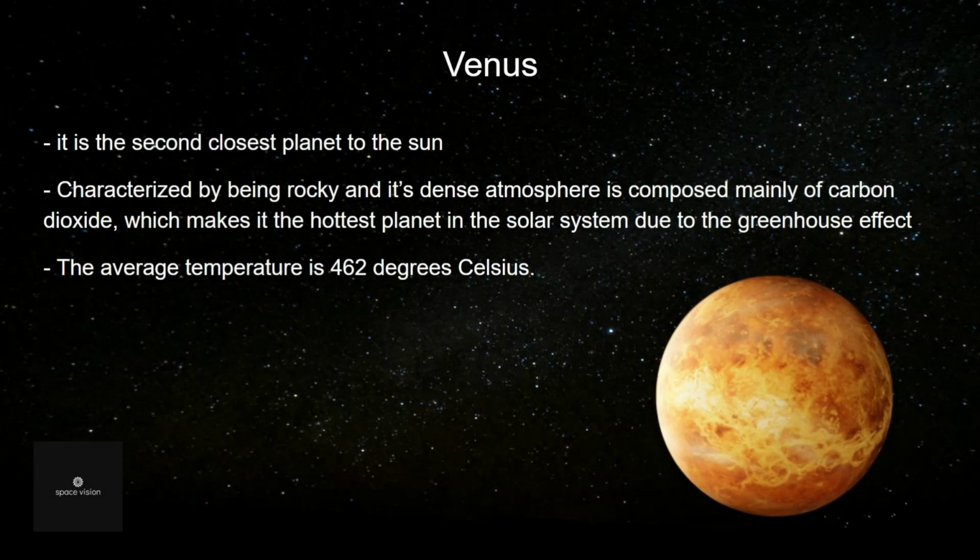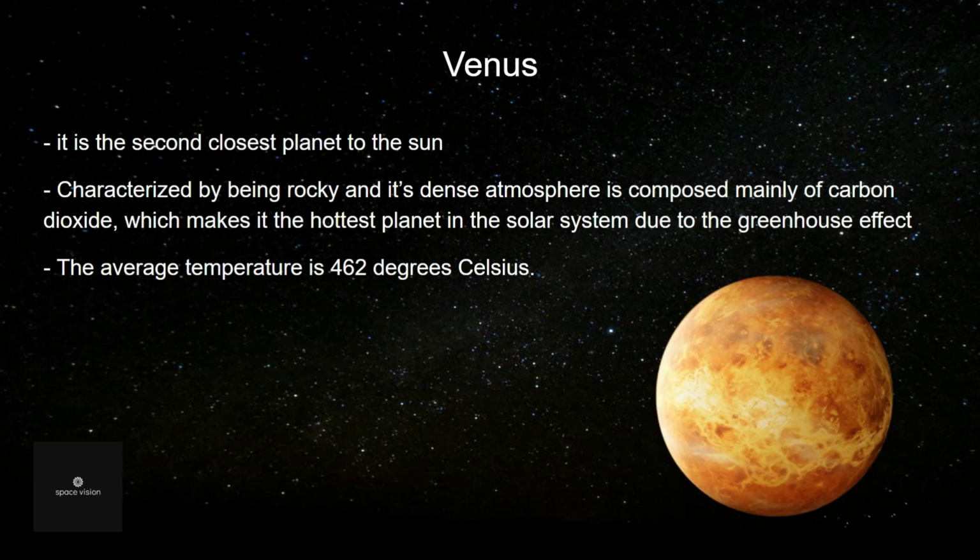Okay, and then we have got Venus. So what is Venus? Venus is the second closest planet to the sun. It's characterized by being rocky, and its dense atmosphere is composed mainly of carbon dioxide, which makes it the hottest planet in the solar system due to the greenhouse effect. This planet is composed mainly of carbon dioxide with an average temperature of 462 degrees Celsius.